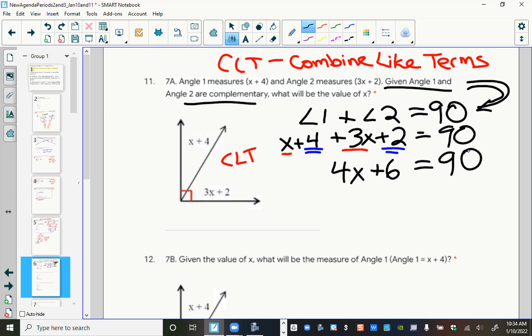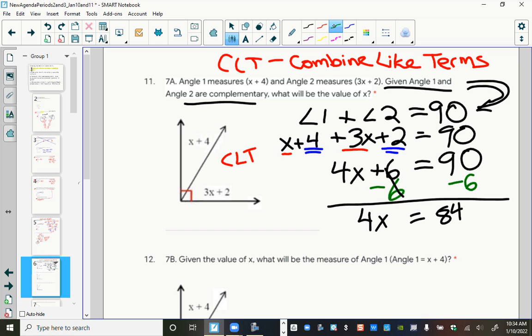What's that? Subtract and divide. That's right, Casey. That's what he's doing. What do you subtract? 6 on both sides. That's step number 1. And then 4x equals 84. And then what do we divide both sides by? 4. There you go. And then you should get an x value of... x equals what number? 21.